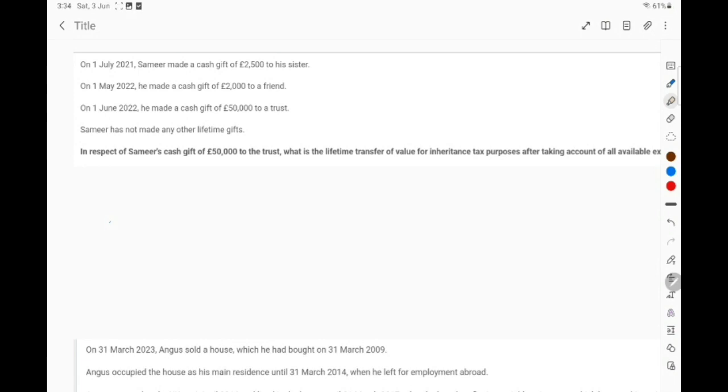Welcome to Educare with some more important questions, MCQs. The first one is from the inheritance tax topic and it checks your knowledge of exemptions.